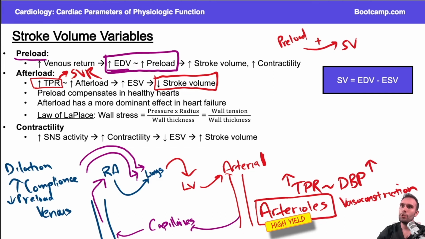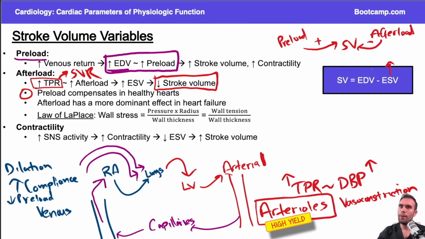Okay, so afterload is actually going to have the opposite effect of the preload, that is, on the stroke volume. So as afterload goes up, the stroke volume will go down. And just to give you an idea here, in a healthy heart, if things are working normally, if my afterload goes up, usually my preload will go up.